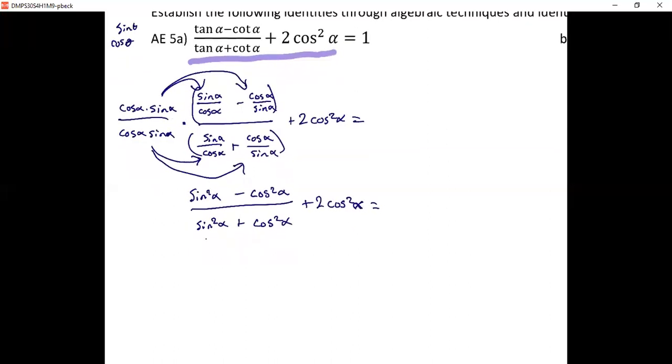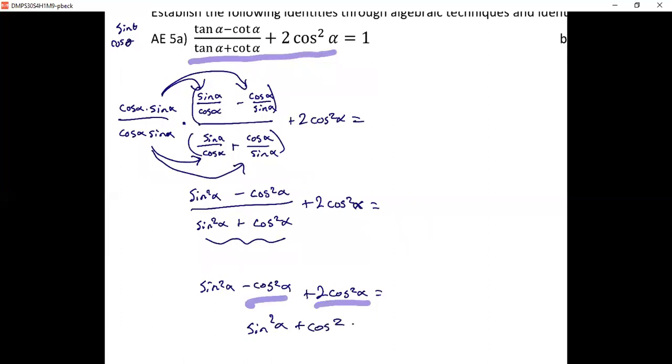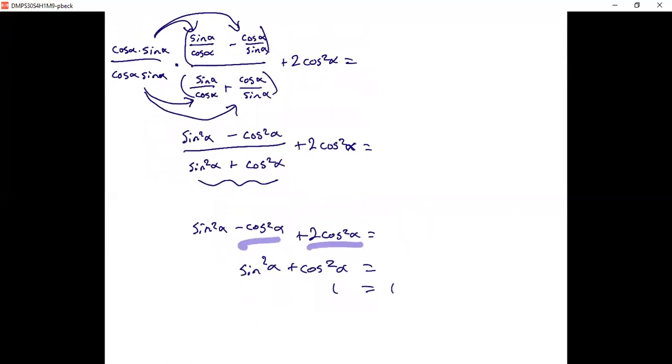So we know that sine squared plus cosine squared is equivalent to 1. So it's sine squared of alpha minus cosine squared of alpha over 1 plus 2 cosine squared of alpha. And the fact that these are over 1 means we can get rid of that and it's going to be okay. Now I have minus cosine squared plus 2 cosine squared, which turns into sine squared alpha plus cosine squared of alpha. So 1 equals 1, check, Q.E.D.